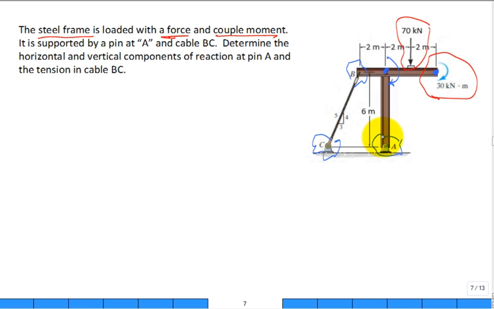You mean you could move that couple moment all the way over here to point B as long as it's on the object? You know, it's somehow being applied to the object. It has the same effect, and the answer won't change. Okay, so that's our force and our couple moment.